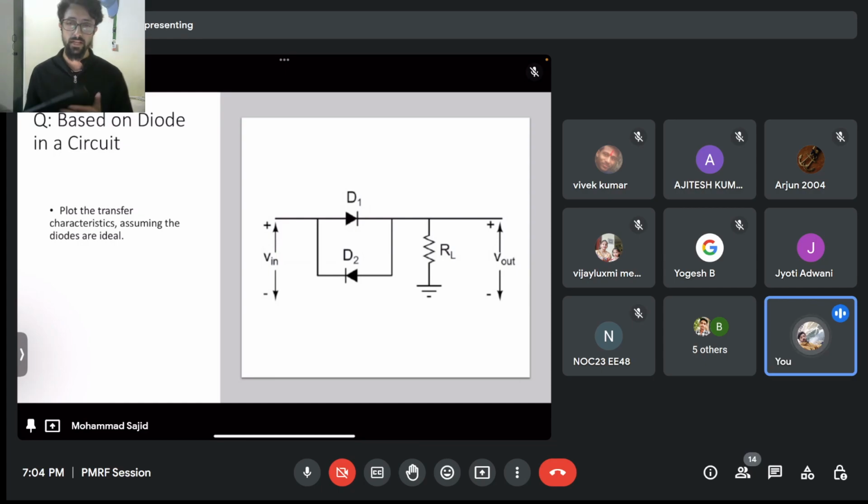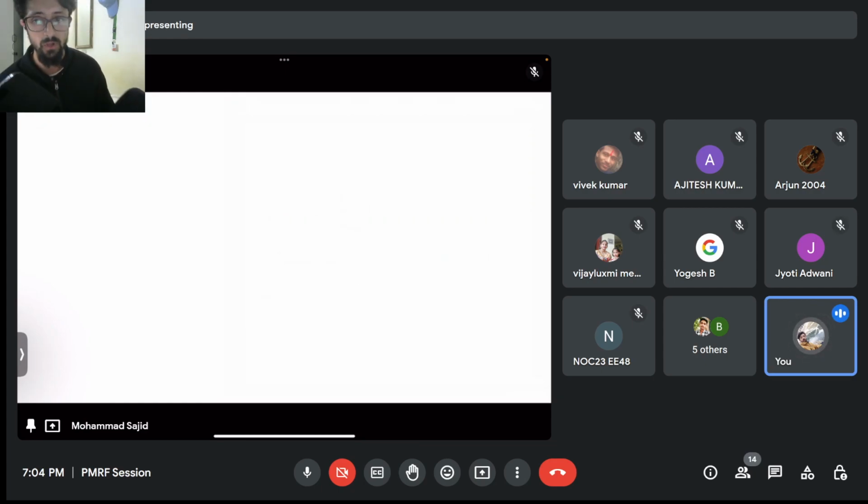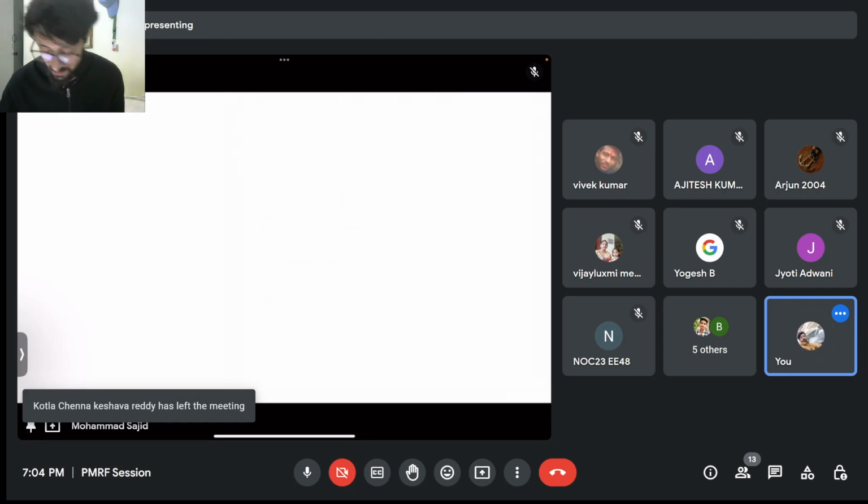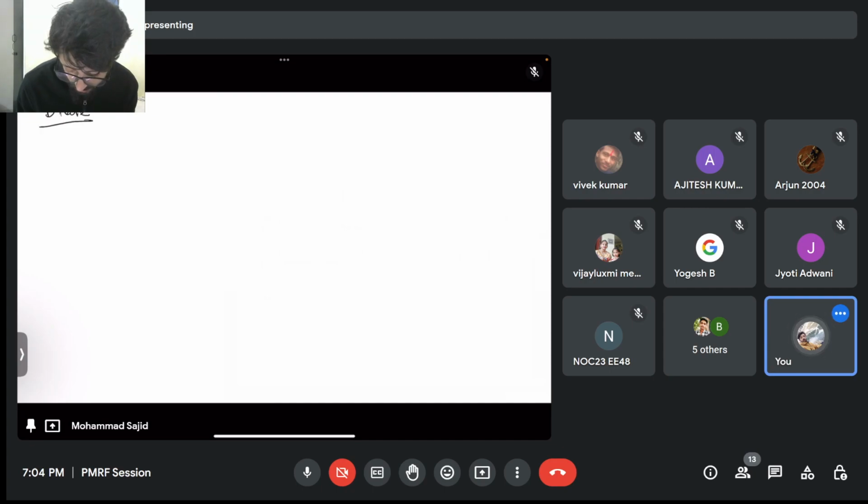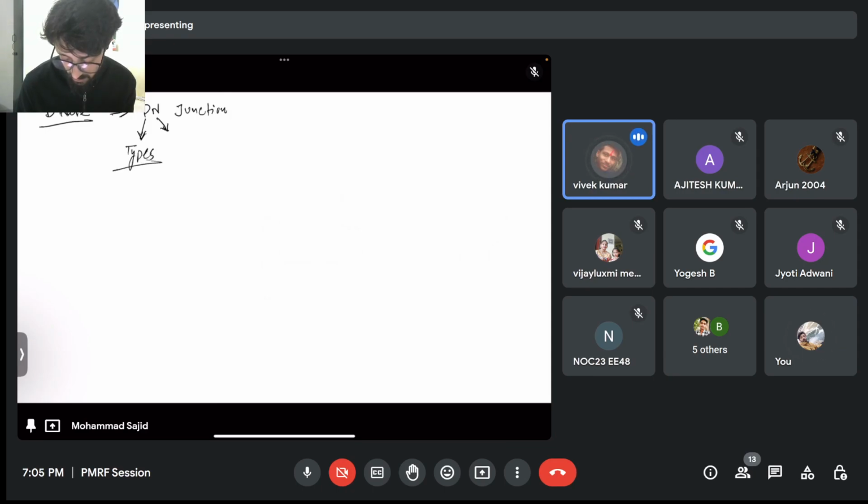I won't be going into the equations, just to give you a brief idea of what a diode actually is. You have already done these questions, so we can discuss it for some time. So a diode, as Arjun correctly said, is a PN junction. What is P and what is N? These are types of semiconductors: P type and N type.